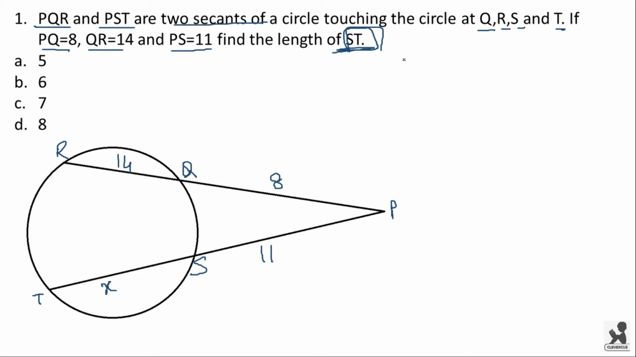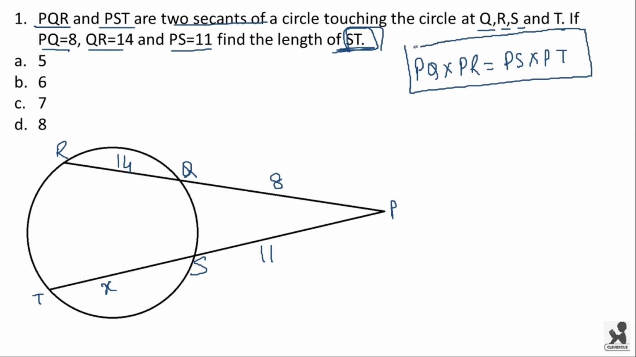Now in circles with secants we have a property where PQ into PR is equal to PS into PT. So you have to remember this formula. This is a property of secants in a circle.